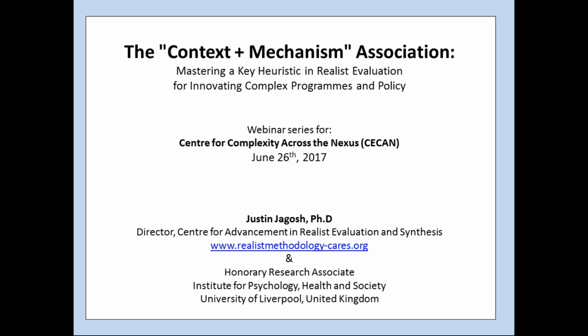Okay, so the title of this session is the Context+Mechanism Association, Mastering a Key Heuristic in Realist Evaluation for Innovating Complex Programs and Policy.